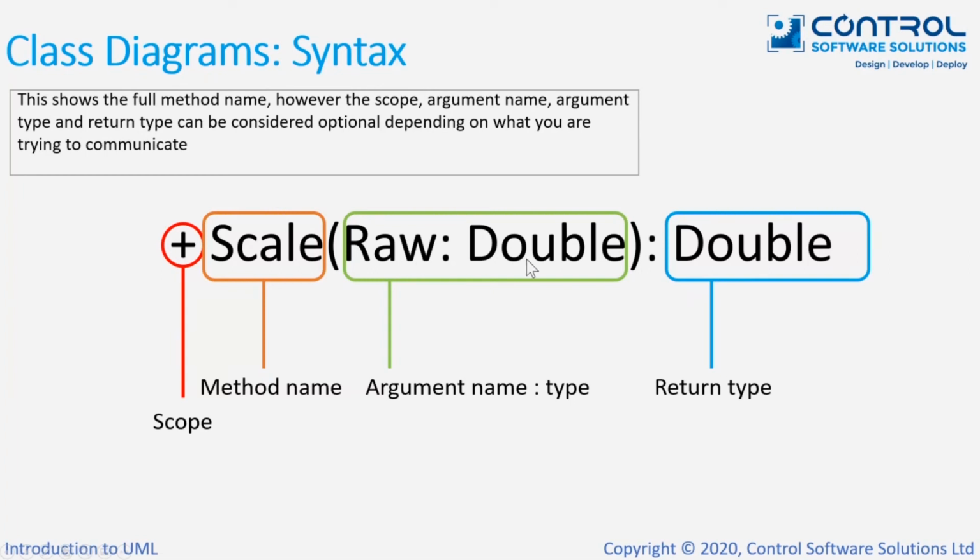Now, these bits are optional, really. So you don't have to necessarily show all of this information. You can cut it down to what's appropriate for what you're trying to communicate. So if I was doing a very, very rough thing, I might not show the arguments in there if I just wanted to show the relationships between these things. And then the bit that comes at the end is the return type. So scale is going to take a double called raw, and it's going to return a double, which would probably be called scaled.